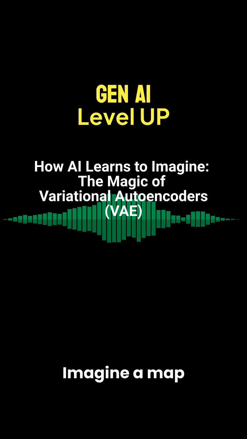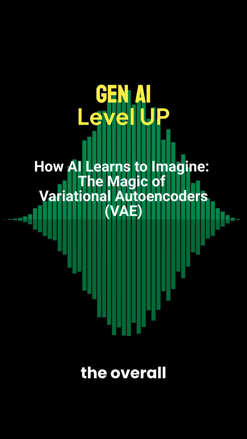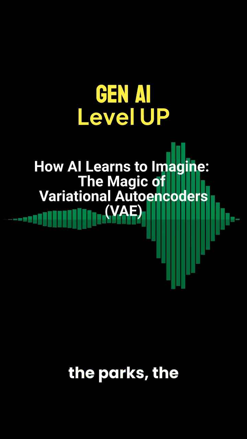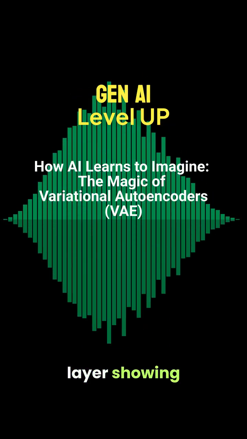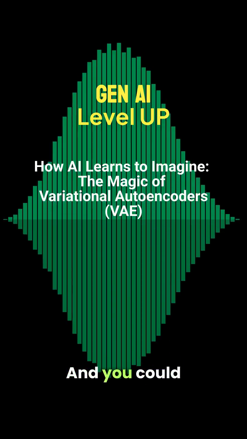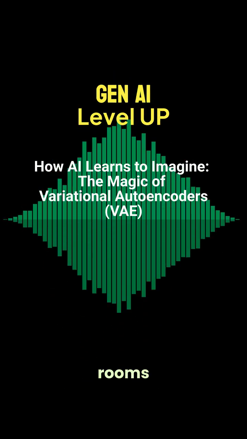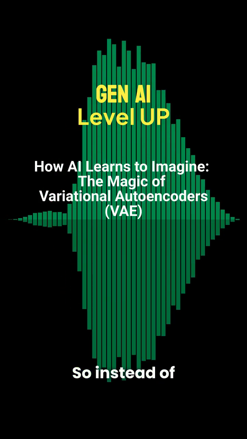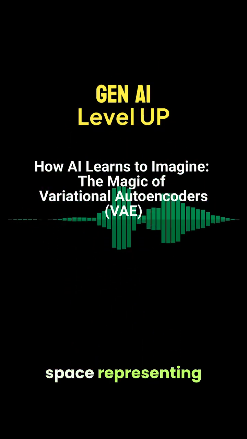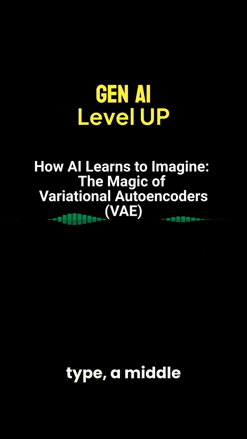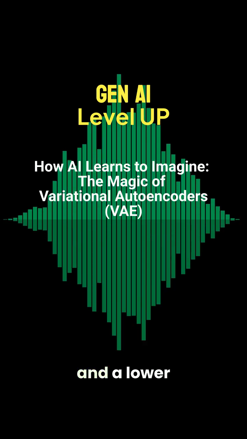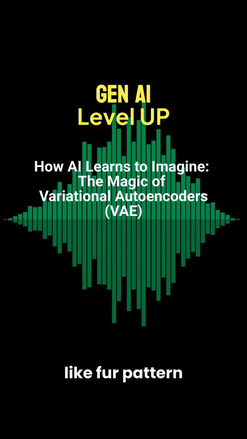Exactly. Imagine a map of a city. You could have one layer showing the overall layout, the neighborhoods, the parks, the major roads. Then you could zoom into another layer, showing individual streets and buildings. And you could even go deeper, showing the rooms inside those buildings. So instead of just one latent space representing catness, we could have a top-level layer for animal type, a middle layer for breed, and a lower layer for things like fur pattern and eye color.